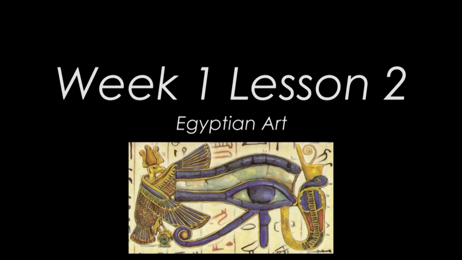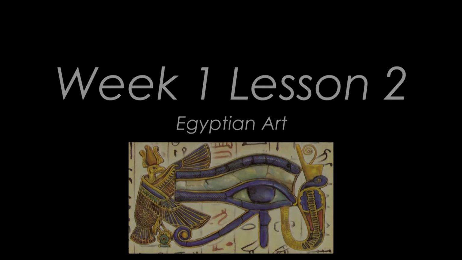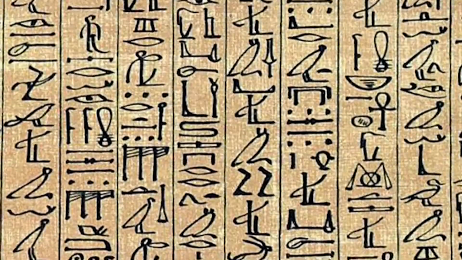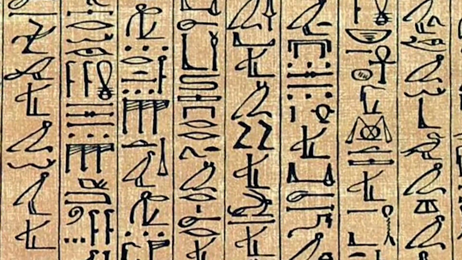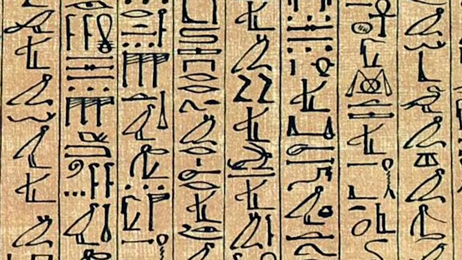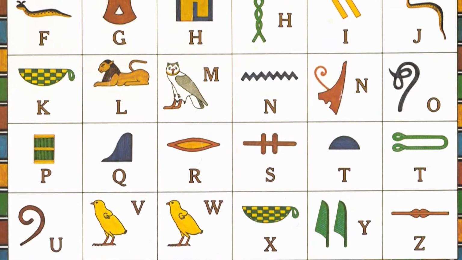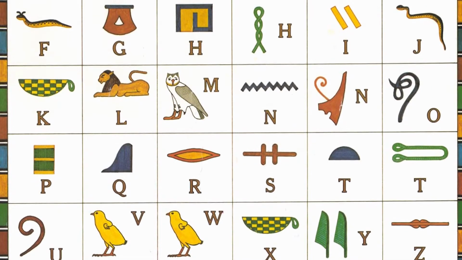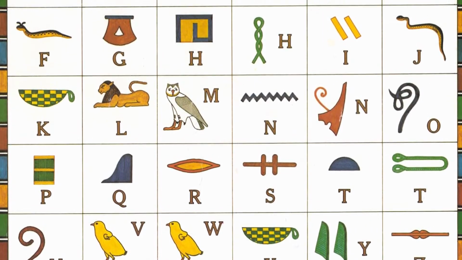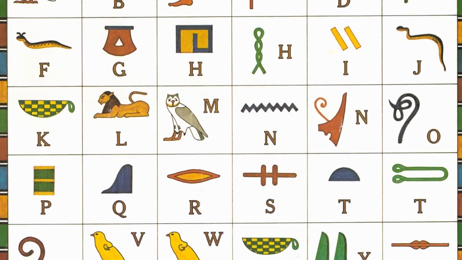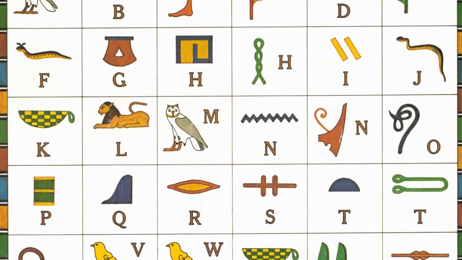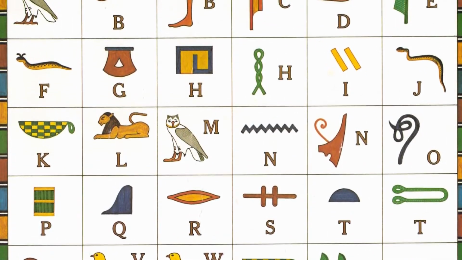Week 1, Lesson 2, Egyptian Hieroglyphs and Paintings. Some of the most famous examples of using pictures to communicate were of Egyptian hieroglyphics. Dating back to approximately 3200 BC, Egyptian hieroglyphics were used as a primary form of written communication, and were in use until around 400 AD.